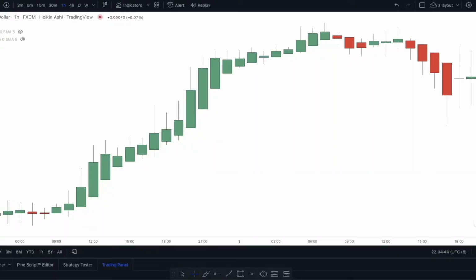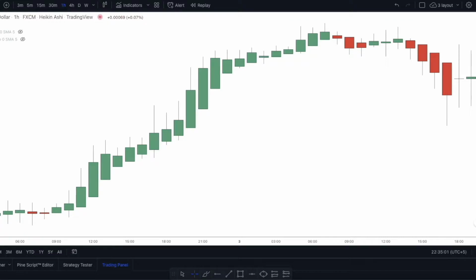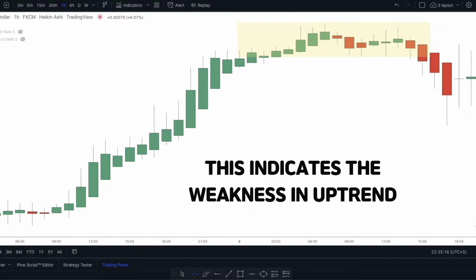In an uptrend, we see green candles with very little or no wicks on the downside. This indicates that the uptrend is very strong and there are virtually no sellers in the market. These candles represent strength in an uptrend. When the uptrend becomes weak, the green candles start to have lower wicks. This shows that the sellers will be entering the market very soon. Another thing to notice here is that the bodies of the green candles also become smaller. This also shows that the uptrend is becoming weaker.